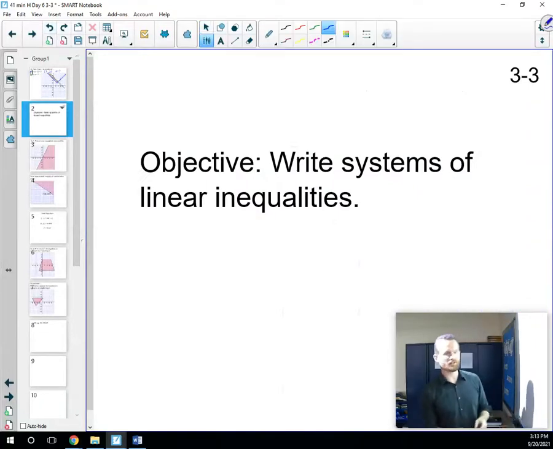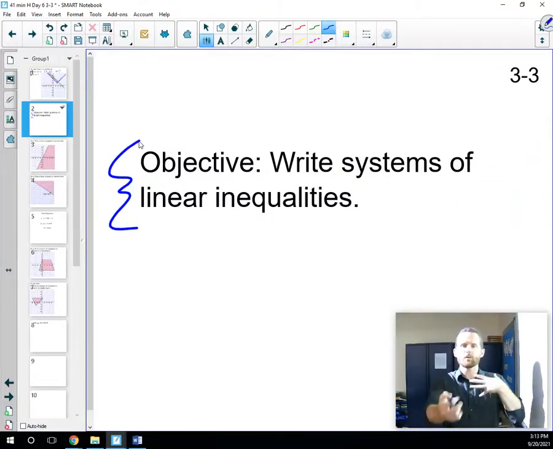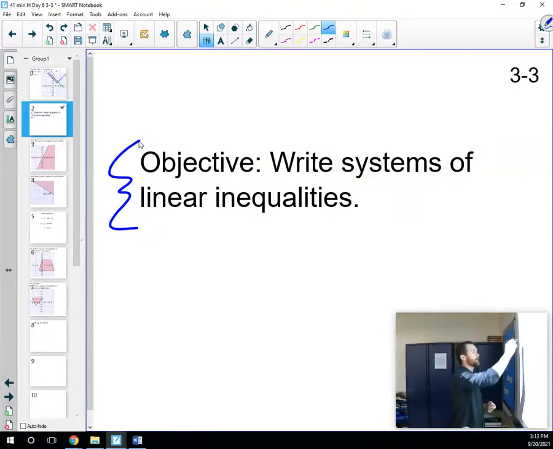Today we're doing chapter 3, section 3, and after today we should be able to write systems of linear inequalities. This is going to be the last day we spend on this section, section 3 in chapter 3. And today we're essentially going in reverse order. So all this section, or most of this section, has been, okay, here's the system, graph it. Here's the system, graph it. What we're going to do today is they're going to give us a graph, and we have to come up with a system to match that graph.